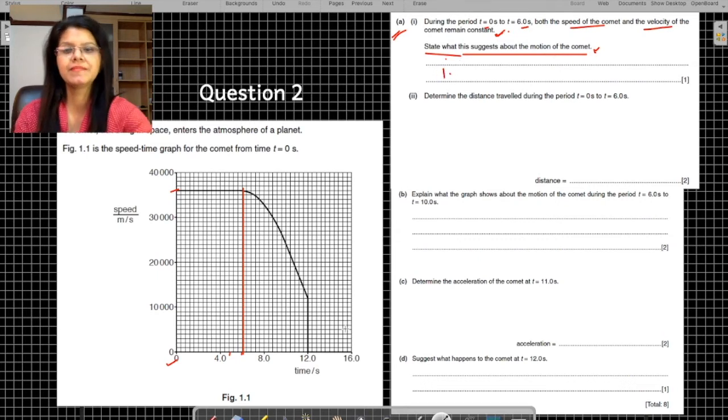Constant speed, or you can say it is maintaining a constant speed with no change in direction.